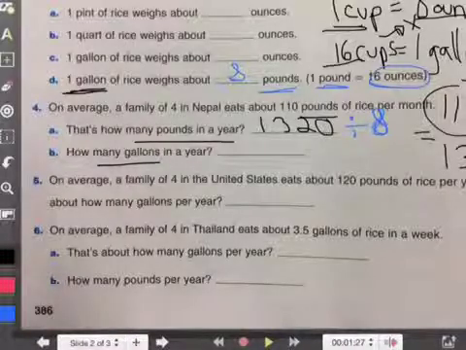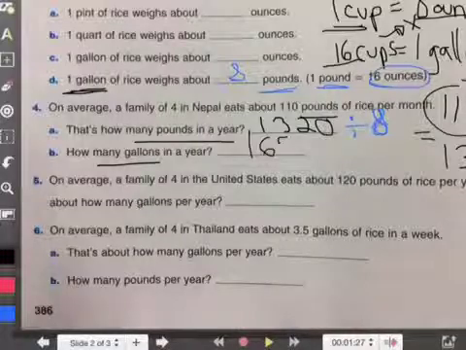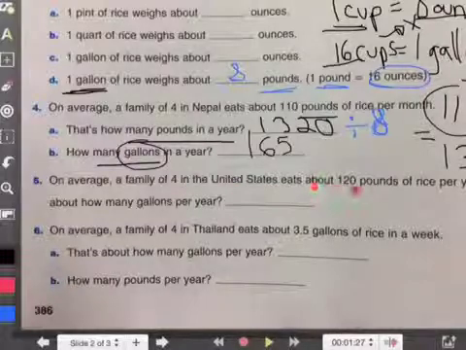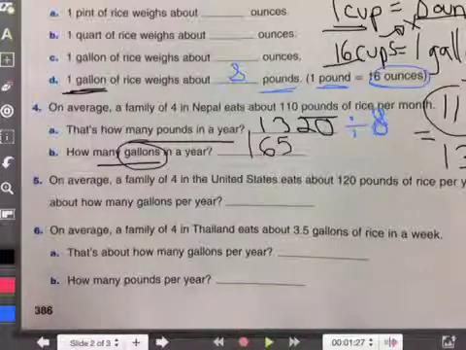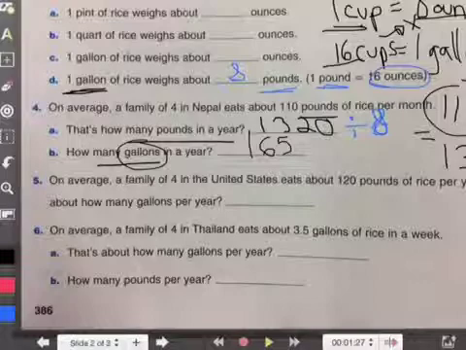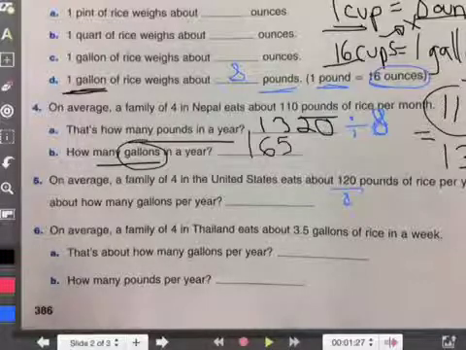And that gives us 165 gallons per year. Question 5. On average, a family of 4 in the United States, right here, eats about 120 pounds of rice per year. About how many gallons is that? Well, we've already found out that every 8 pounds is 1 gallon. So let's take 120 and divide it by 8. And we should get 15 gallons.